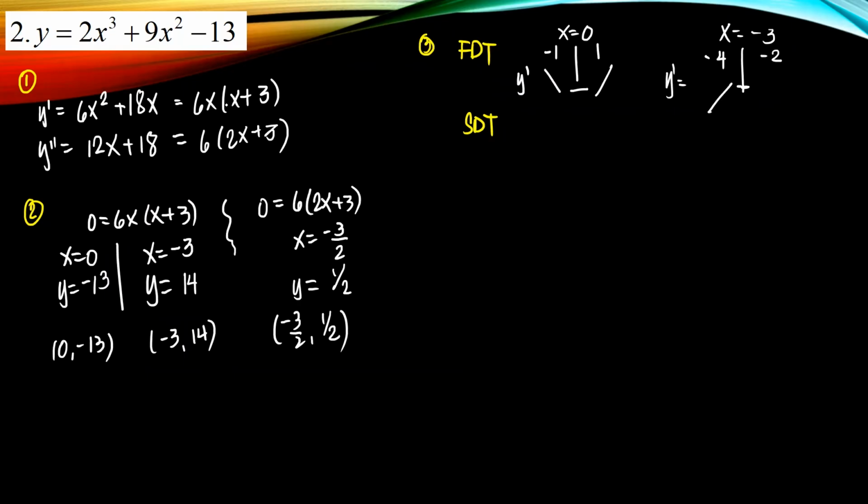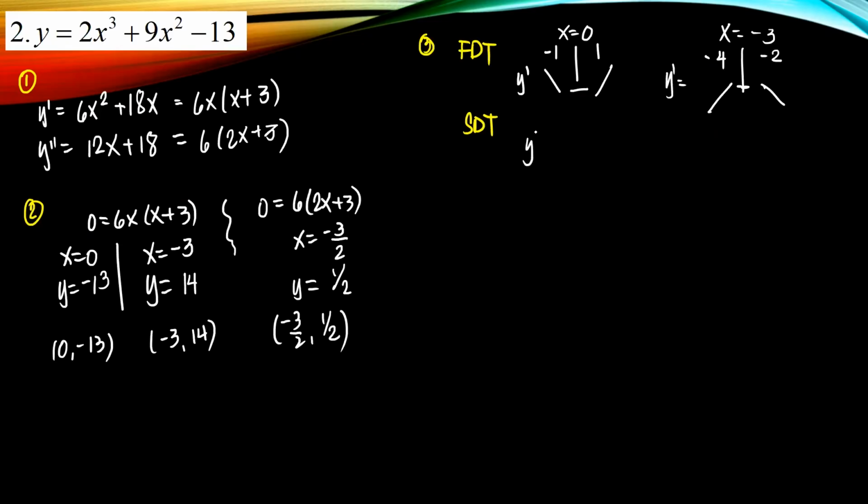If it's negative 2, 6 times negative 2, that's negative. Negative 2 plus 3, that's positive. So meaning it's like this. Guys, what can you assume? That 0 is what? Minimum or maximum? Yes, it's minimum. So let's go to the second derivative test.